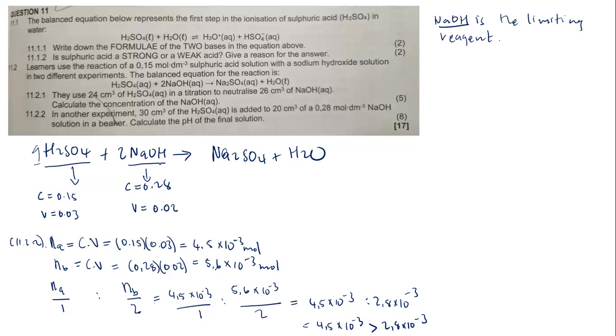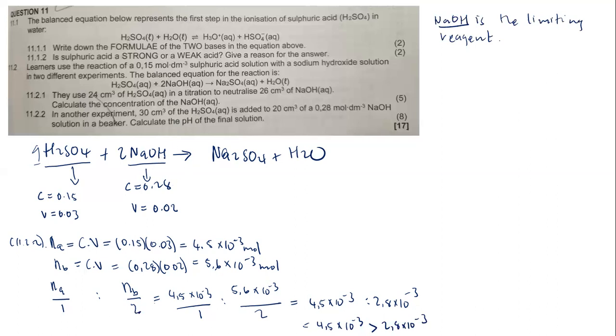Now, after determining between the two which one is the limiting and which one is the excess, this is what we are going to do. That means H2SO4 is in excess. Remember, the question wanted us to calculate the pH of the final solution. The final solution is going to be acidic because of excess H2SO4 that is going to be left behind when the reaction has been completed. So we need to determine the number of moles of H2SO4 left behind, so that they can help us to determine the concentration, and that concentration will help us to determine the pH of the solution.